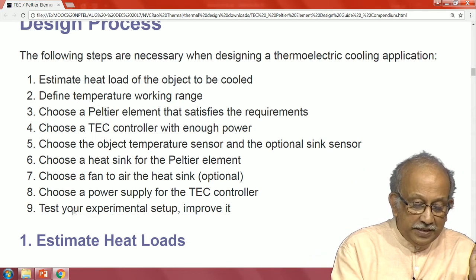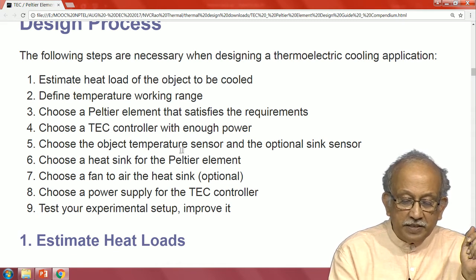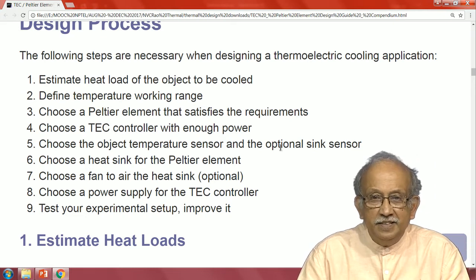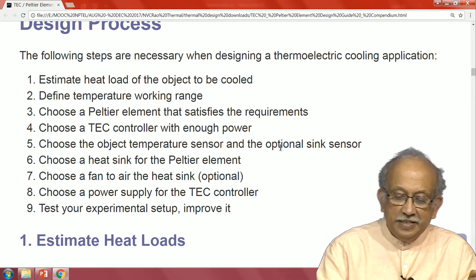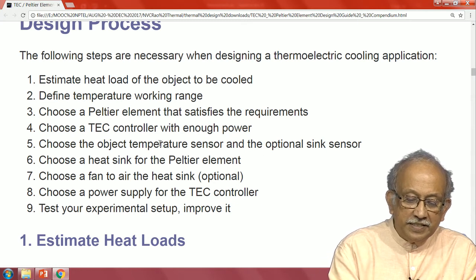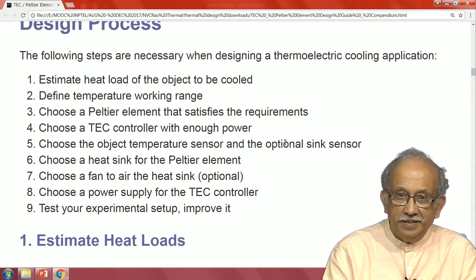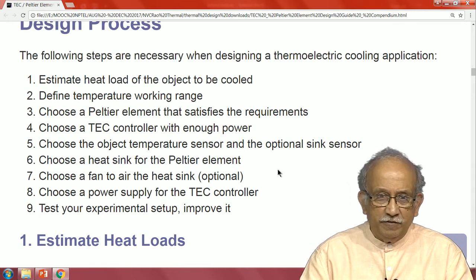So do all this: choose a TEC controller, choose the object temperature sensor and the optional heat sink sensor. You see, very coolly he has written optional. I expect that it is probably required that you sense. The final ultimate thing is the object temperature, the device under control, and if you know the heat sink sensor, you can proactively design.